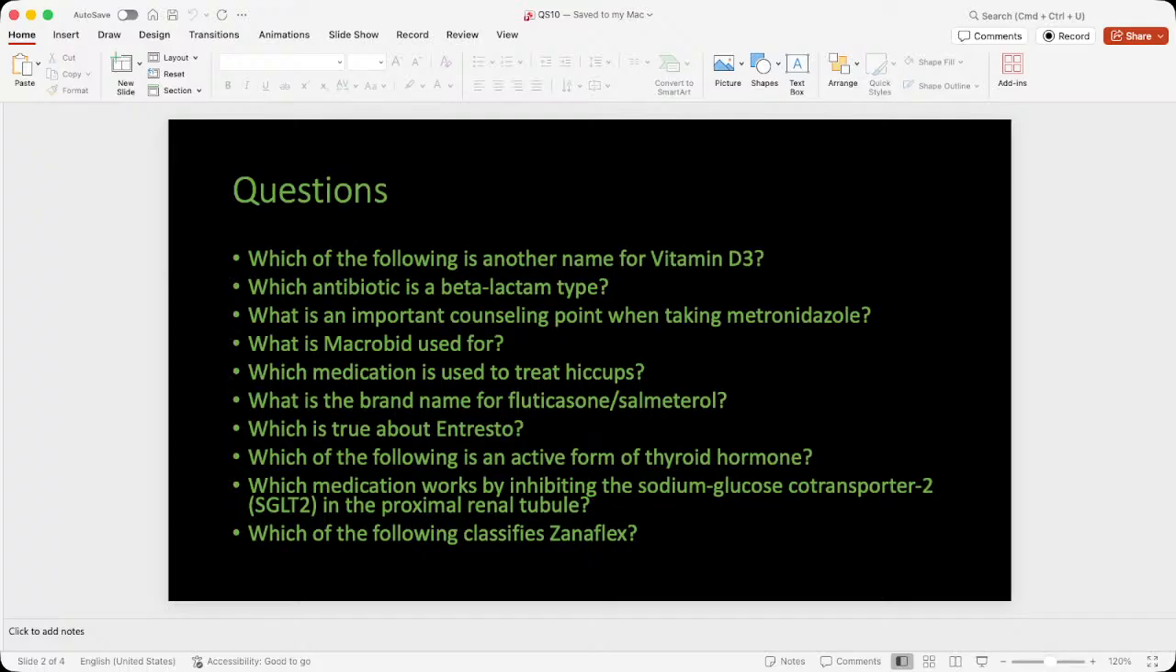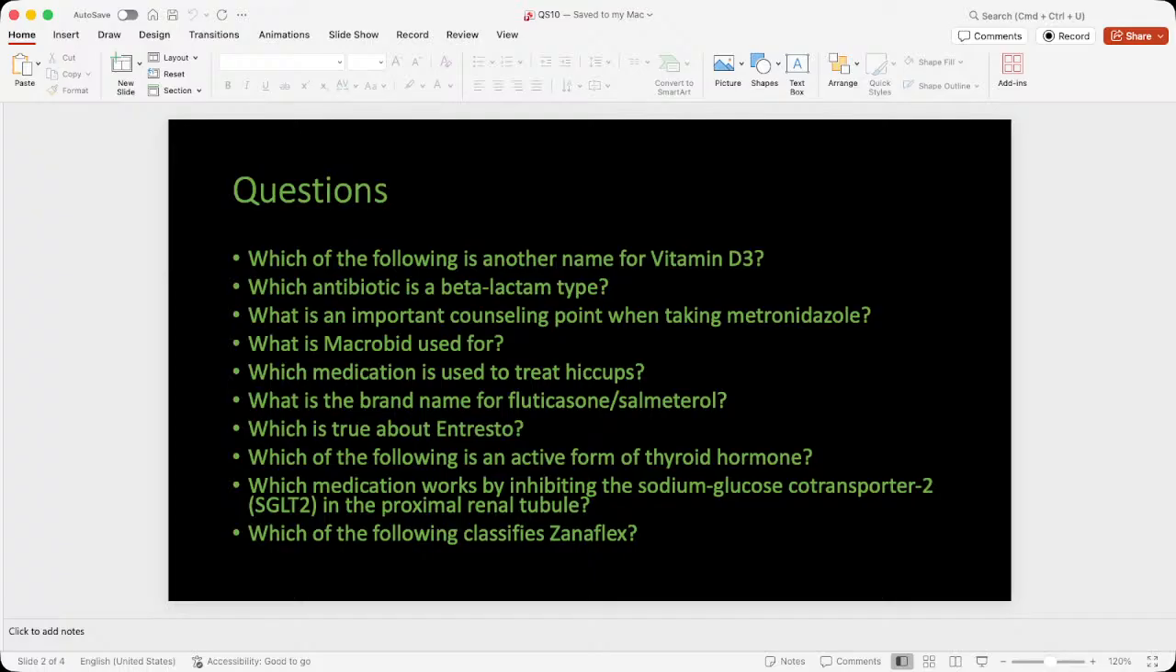Which antibiotic is a beta-lactam type? There are different types of beta-lactams. You have penicillin VK, amoxicillin, Augmentin. Those are all going to be beta-lactam antibiotics. There are other types as well; I just named a few. Definitely know the classifications. That is a very easy part of the test, so you should be able to understand that. Same thing for the first one. It's more like a classification type of question.